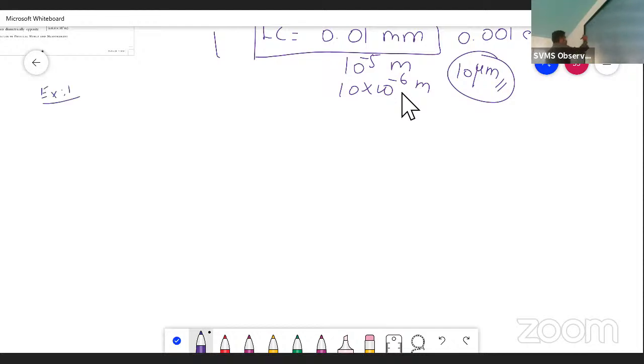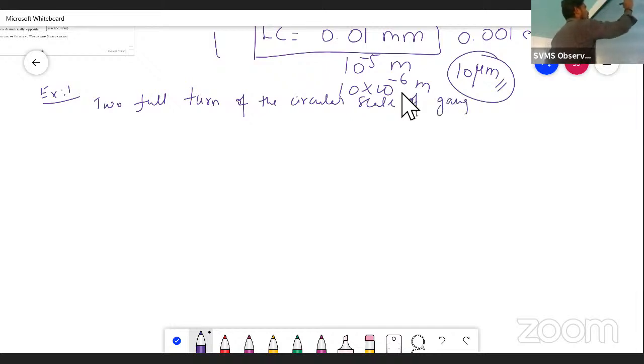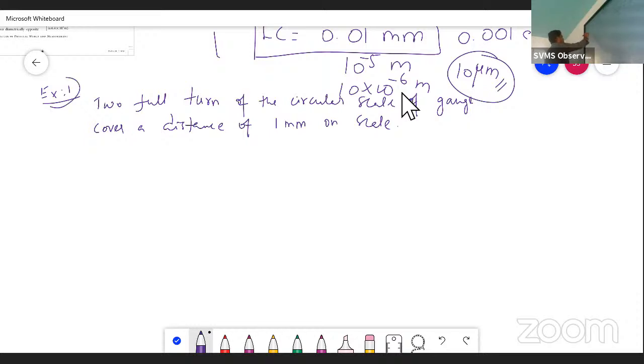Write the question. Two full turns of the circular scale of a gauge cover a distance of 1 millimeter, and on the scale, the total number of divisions on the circular scale is 50. See, this is an example of NEET-type questions. In the theory, NEET questions.